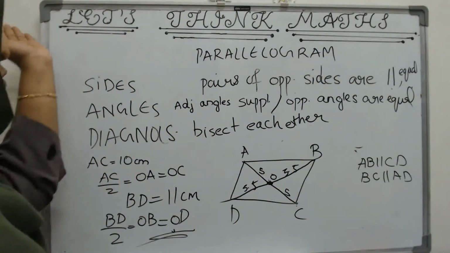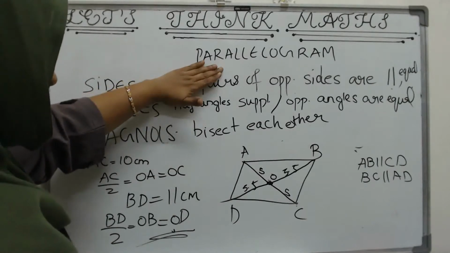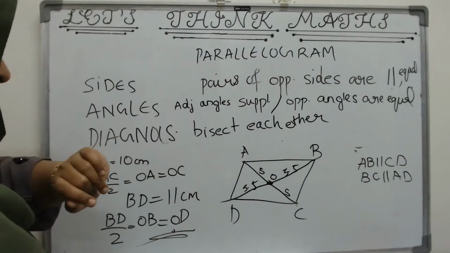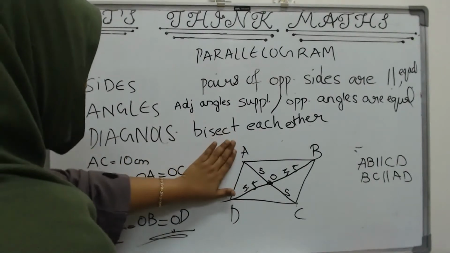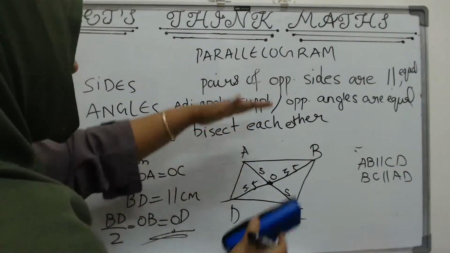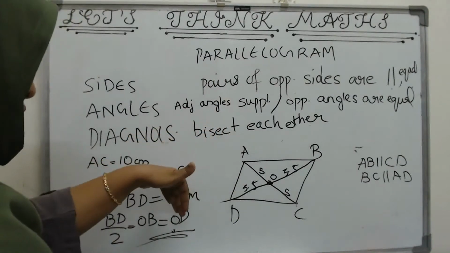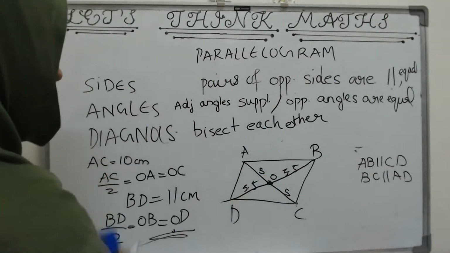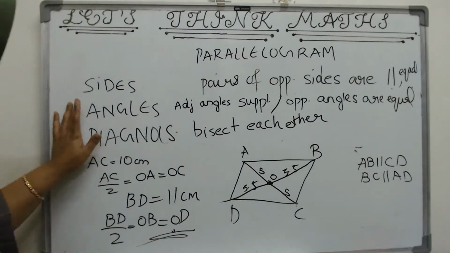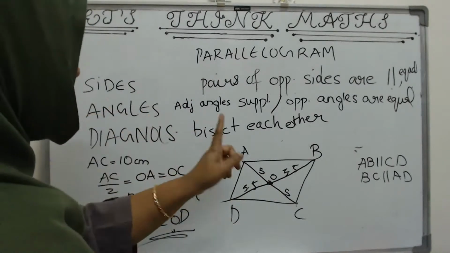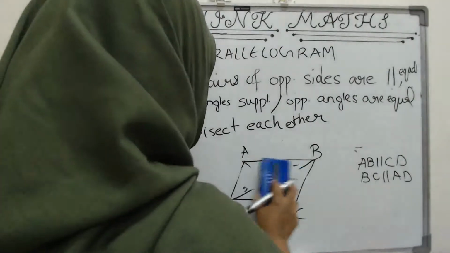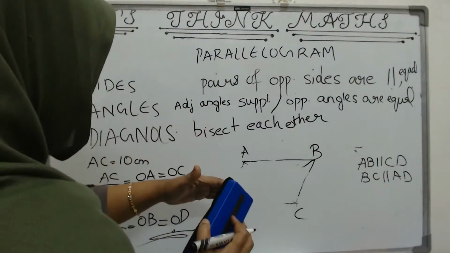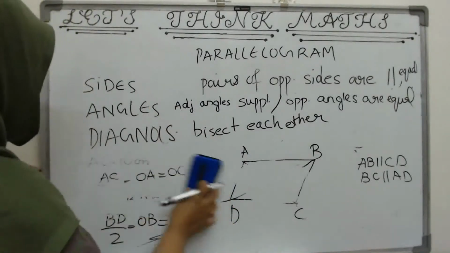So you see how from trapezium we came to a parallelogram. In a trapezium, only one pair of opposite sides was parallel. But when we came to a parallelogram, we saw that both pairs were parallel to each other. Not only that, they are equal. The opposite sides are equal to each other. And the angles, we saw that the adjacent angles are supplementary, which means any two angles you take, they will add up to 180. And the diagonals, they bisect each other.